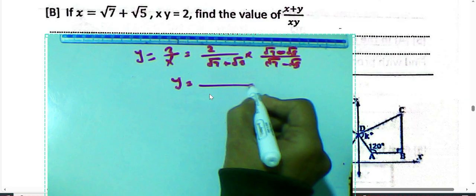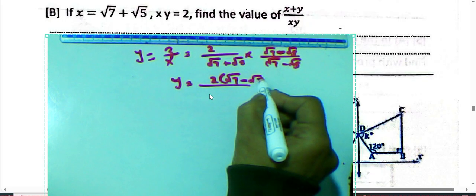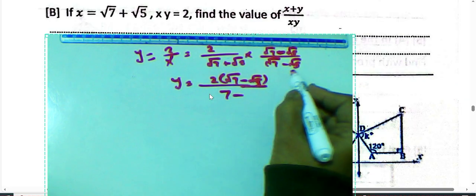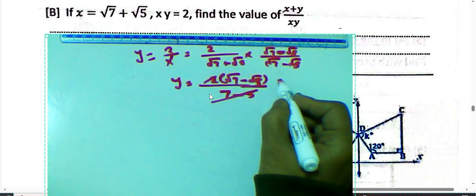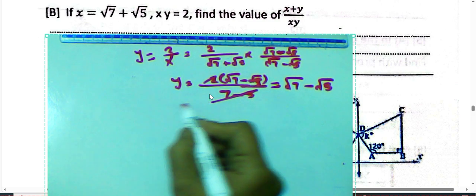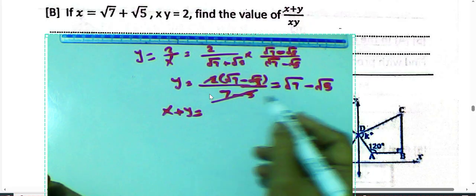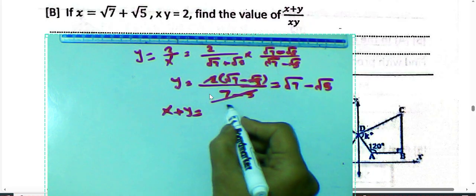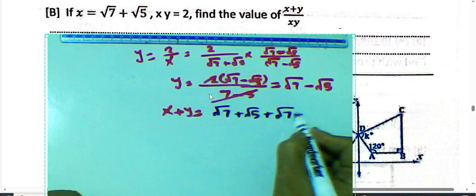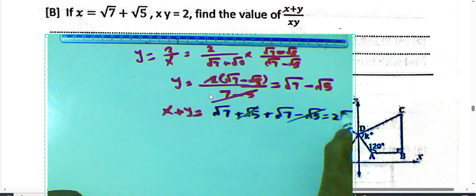Then the value of y equal 2 over x, multiplied by root 7 minus root 5 in numerator and denominator, first by first and second by second. Root 7 times root 7 is 7, and root 5 times root 5 is 5. 7 minus 5 is 2, cancel with this, so the result will be root 7 minus root 5. We have x and y. Now we can add x and y. The value of x was root 7 plus root 5, and adding y, root 7 minus root 5, they are conjugates. We can cancel together, the result will be 2 root 7.